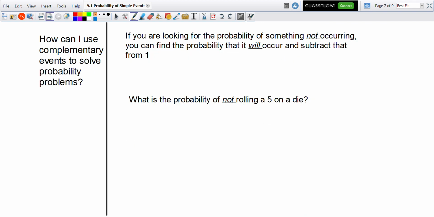So how can we use that? How can we use complementary events? If I'm looking for the probability of something not occurring, I can simply find the probability that it will occur and subtract that from 1 or from 100%. For example, what's the probability of not rolling a 5? Well, it'd be pretty simple to find the probability of rolling a 5. There's a 1 out of 6 chance that I roll a 5.